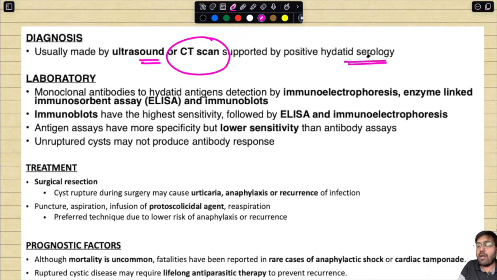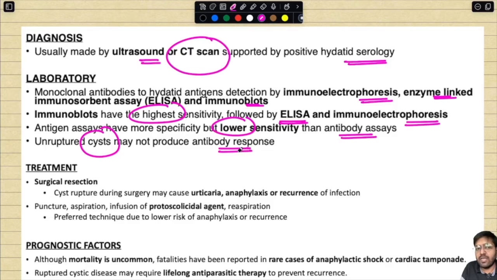So what are the laboratory evaluations that are available in today's age? Monoclonal antibodies to hydatid antigens can be detected by immunoelectrophoresis, by ELISA and immunoblots. Immunoblots have the highest sensitivity, followed by ELISA and immunoelectrophoresis. Antigen assays have more specificity but lower sensitivity than antibody assays. Unruptured cyst may not produce antibody response.